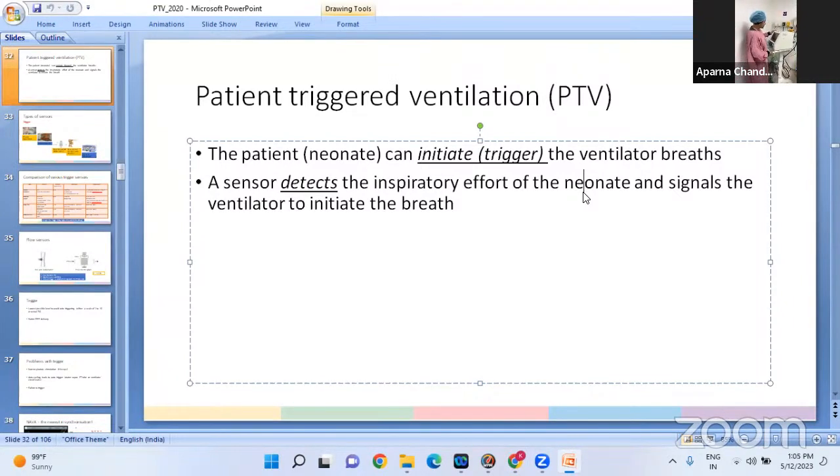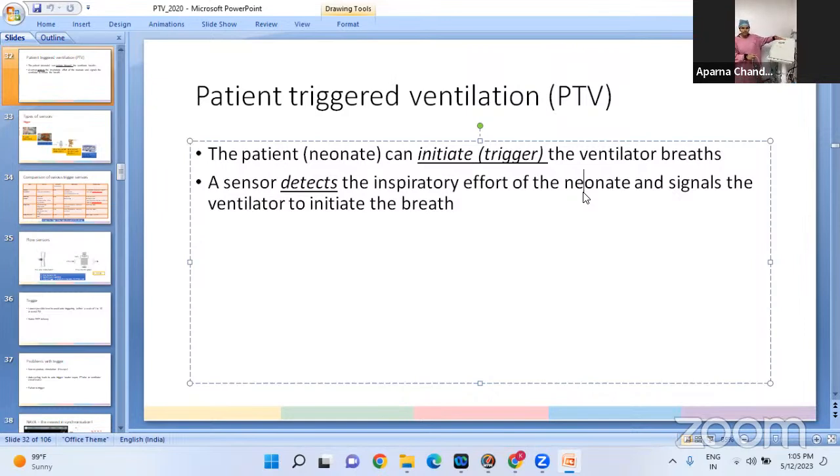So we all know oxygen as well as air tubing go into the ventilator. All ventilators have their own mechanism to compress or pressurize this gas source so that we deliver the gases at a pressure of 100 psi.